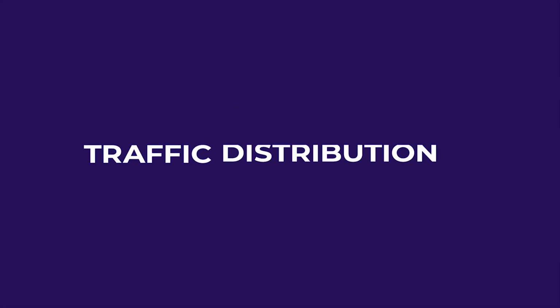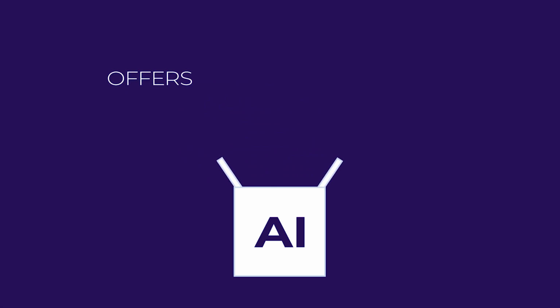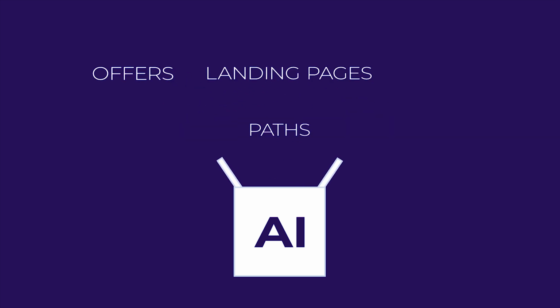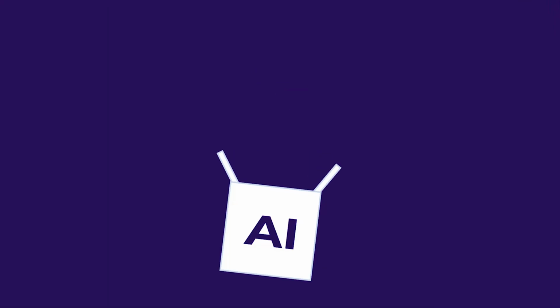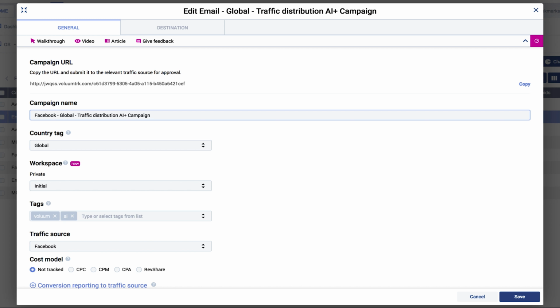With Volume and Traffic Distribution AI feature, you can now automatically send traffic to the offers, landing pages, and paths that convert the most. We listened to your feedback and we evolved this feature so now you can optimize whole paths of your campaigns. Go ahead and edit or create a new campaign.